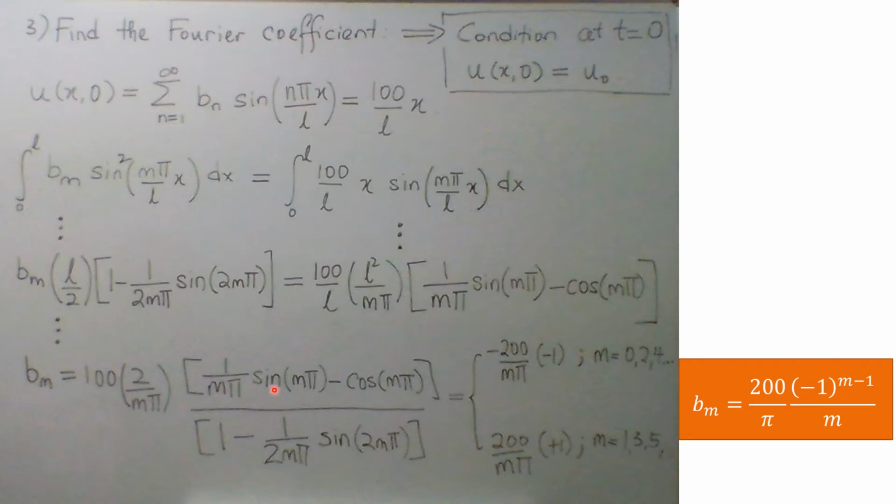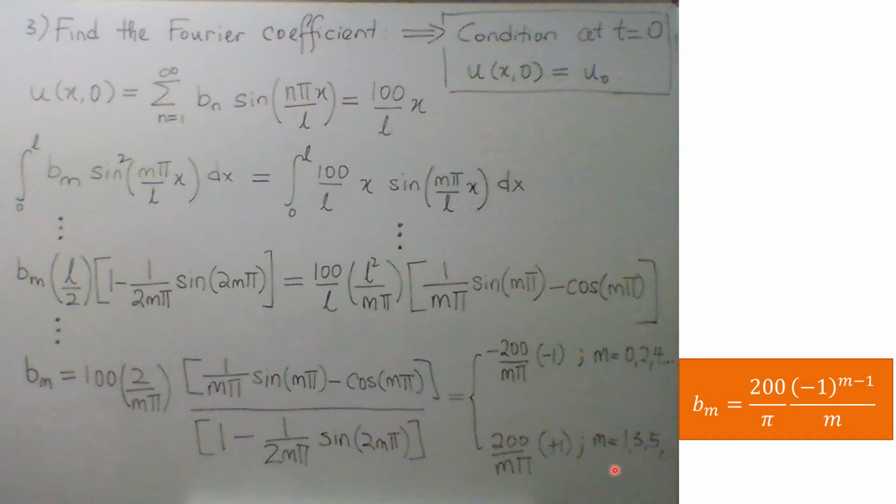If you look at this, you have a sine function and a cosine function. If you put m equals, let's say, 0, the sine function is going to vanish, since sine 0 is 0, and cos 0 is going to be 1, so you have only the contribution from this part. So if you have m equals 0 or even numbers, you will get this term equal to negative 1 here, so you can write it in this form.